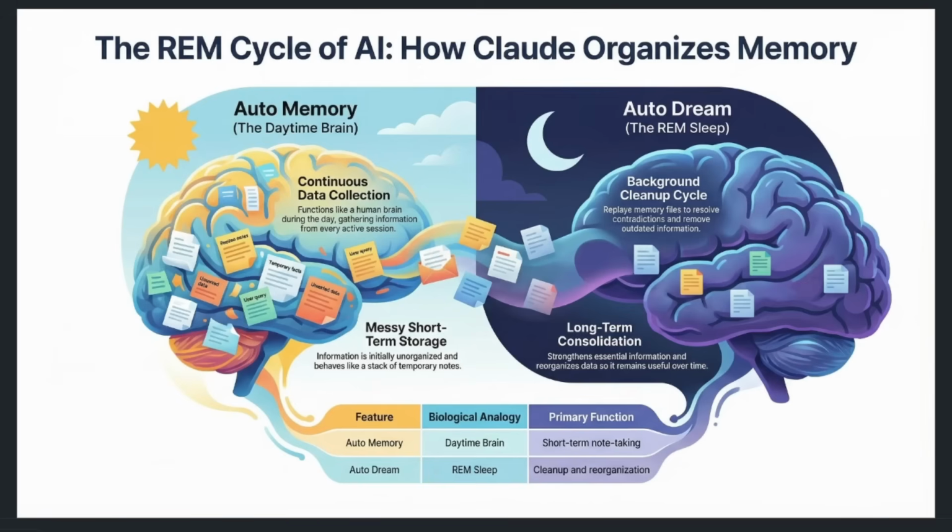Auto memory is Claude's daytime brain. It just keeps taking notes every session. AutoDream, on the other hand, is REM sleep. It cleans, organizes, and strengthens those notes so they actually stay useful. Without this step, Claude was basically sleep deprived, and it is just making messy notes over and over again.